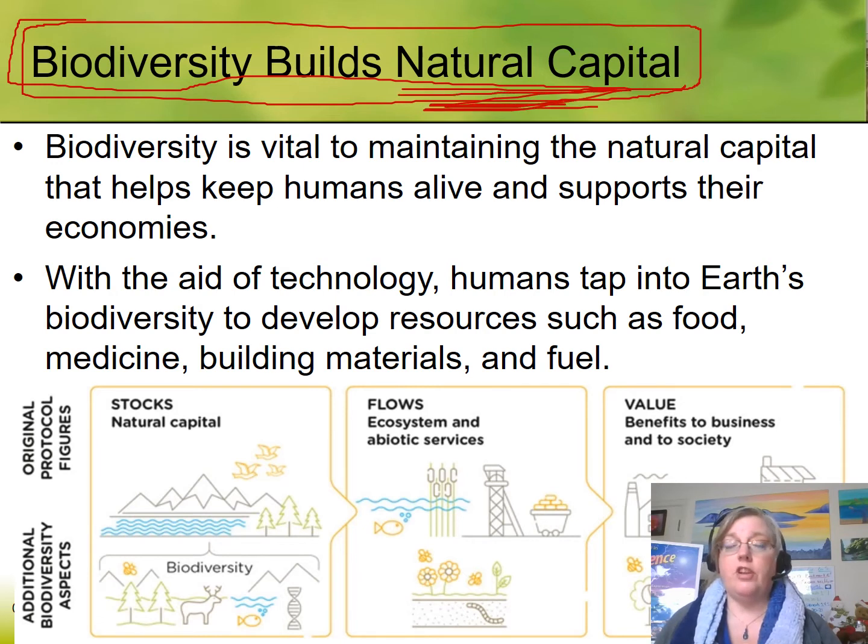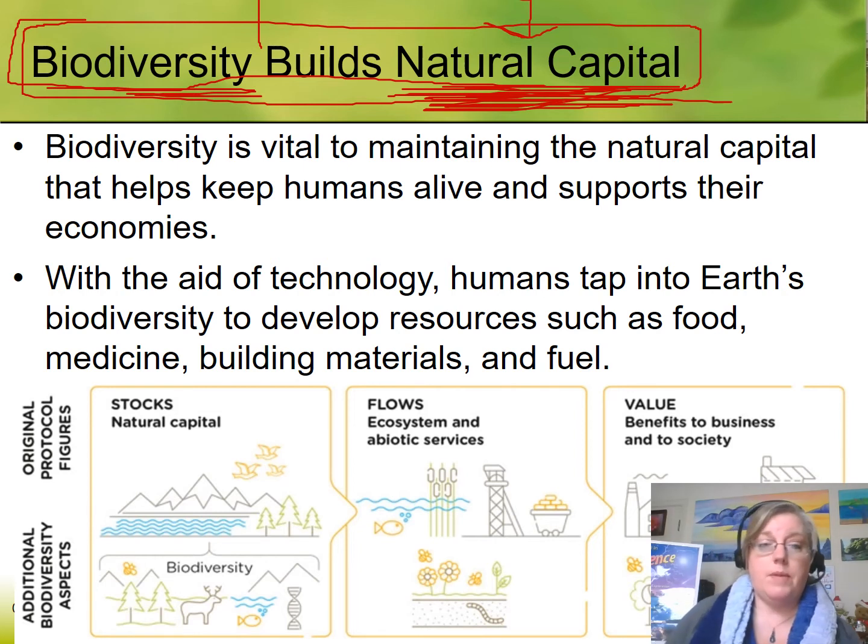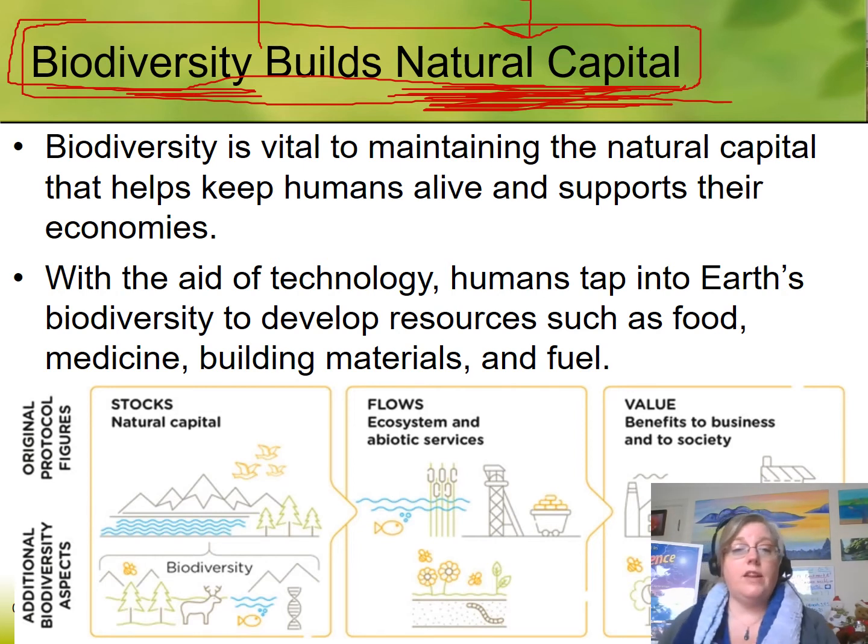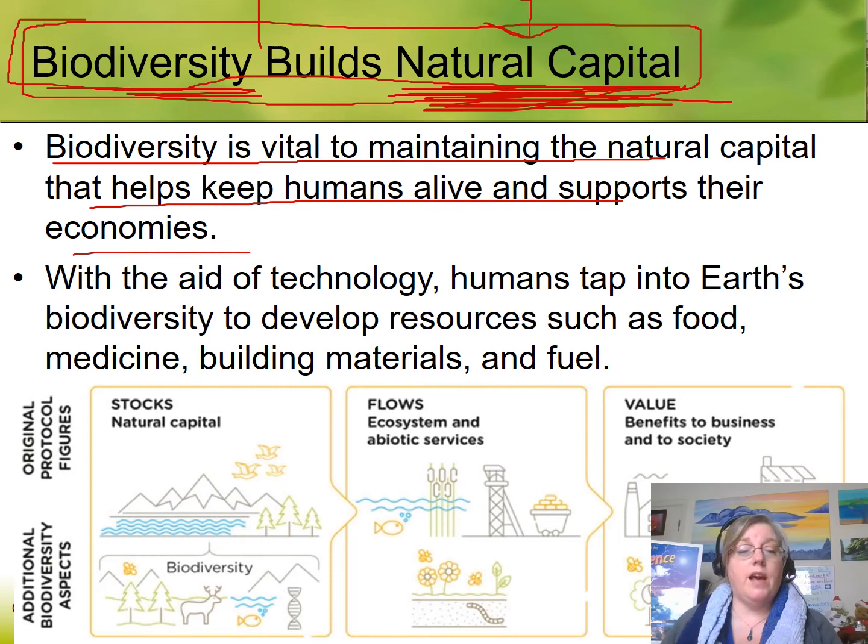These are the services she performs for us. These are the things that Mother Nature does to help keep us safe and keep us happy. That's what natural capital is. And the more biodiversity we have, the better Mother Nature can give us stuff. And I know that sounds greedy, but that's how it works. Okay, so biodiversity is vital to maintaining the natural capital that helps keep humans alive and supports their economies.